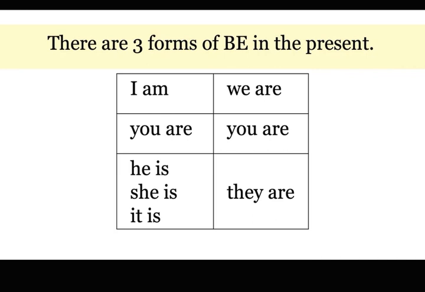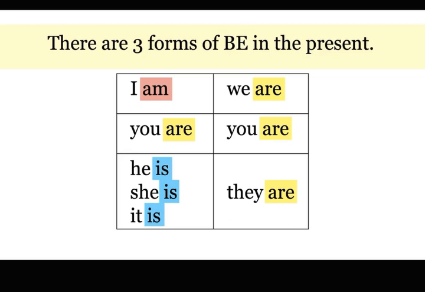There are 3 forms of be in the present, but we have more than 3 pronouns in this chart. Am always goes with I and only I, but look at are. Are goes with you, we, and they. And is could be he is, she is, or it is. This is why we always need a subject in every sentence in English.